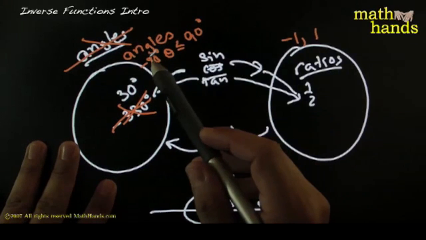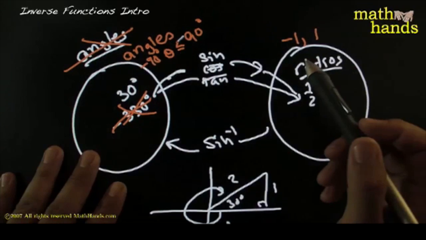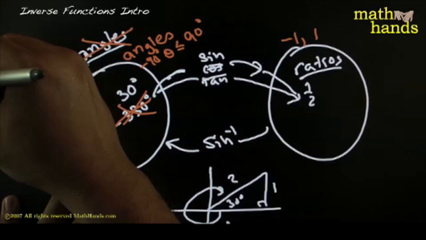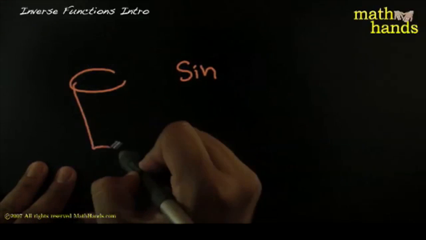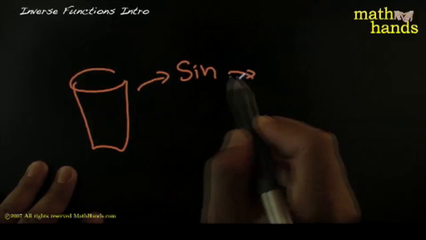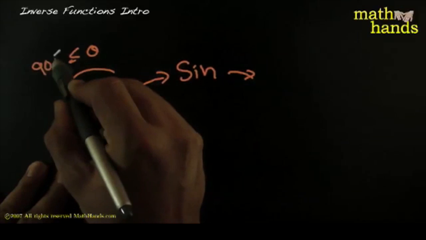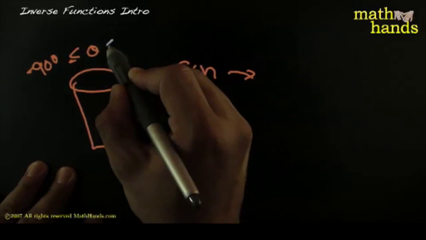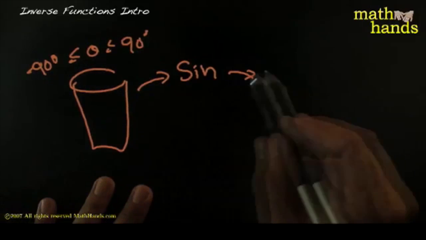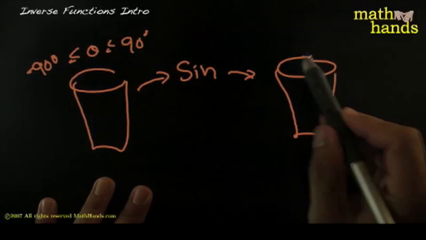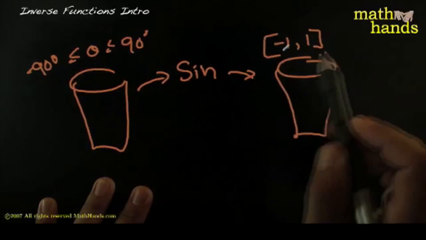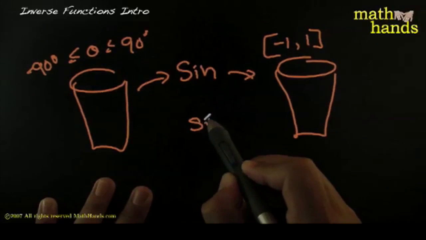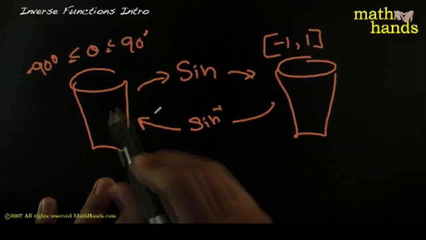We restrict the domain here, angles between negative 90 and 90, and then there's no problem. And so we summarize this way. For sine, think about its domain here, its bucket of things that go into it. We will only consider angles that are between negative 90 degrees and positive 90 degrees. And its codomain will be ratios that are between -1 and 1. Maybe we use this interval notation. This way, the sine inverse function has no problems choosing the right angle.